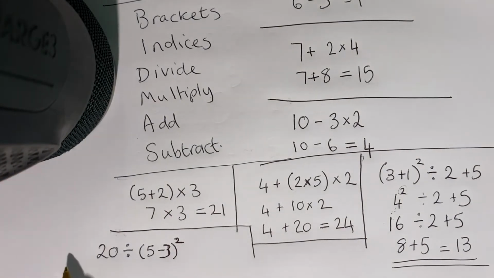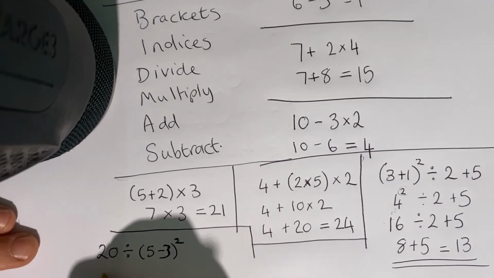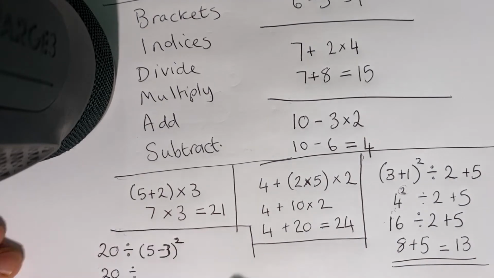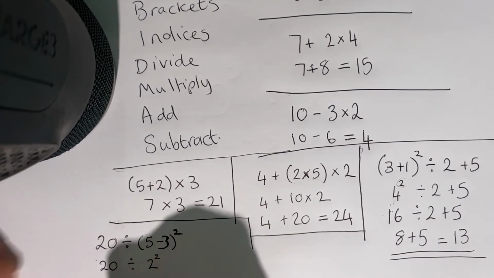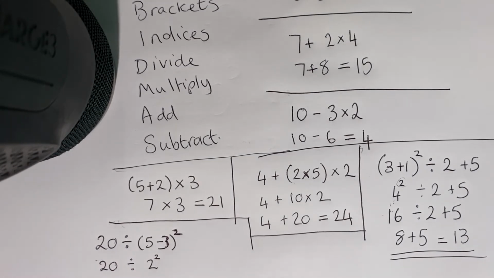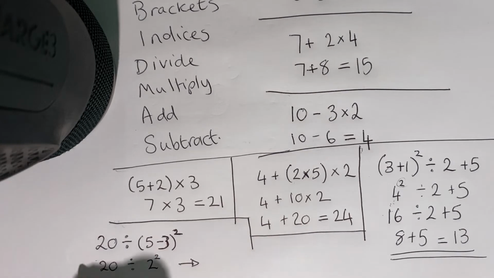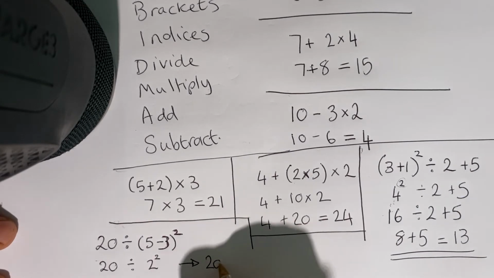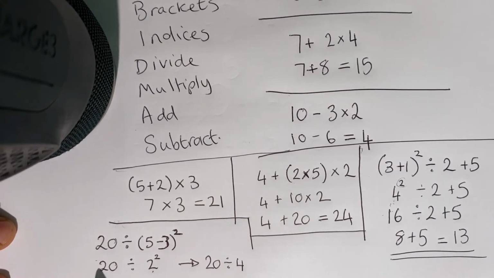Okay, so first of all, we want the bracket. So we've got 5 take away 3. So we're going to have 20 divided by 2 squared. Well, we know that 2 squared is 2 times 2. So 2 times 2 is 4. So what we're actually looking at, I'm going to use a bit of weird notation here, I'm just going to put an arrow. That's not official maths, I'm just saying that this is where we're going. But this gives us 20 divided by 4, because 2 squared is 4. So 20 divided by 2 squared is exactly the same as saying 20 divided by 4.